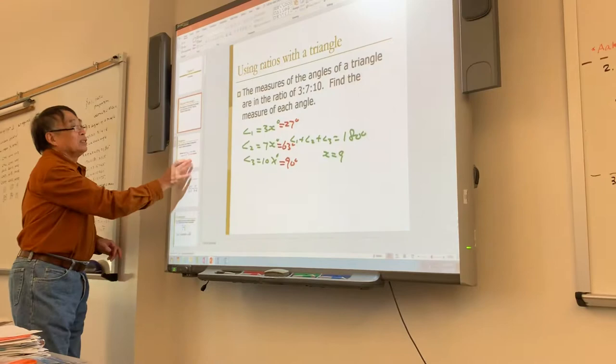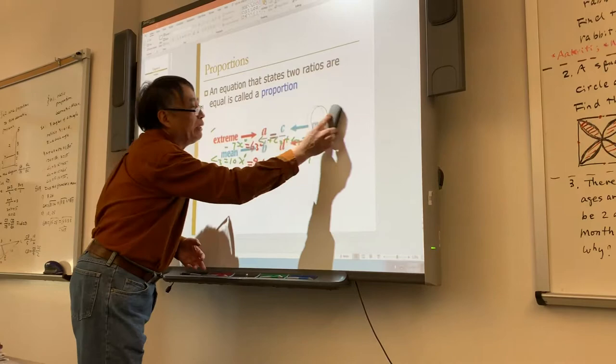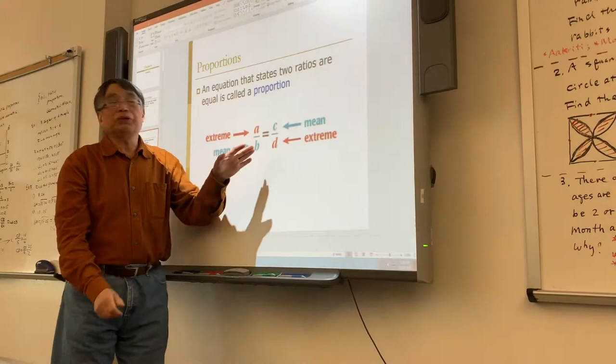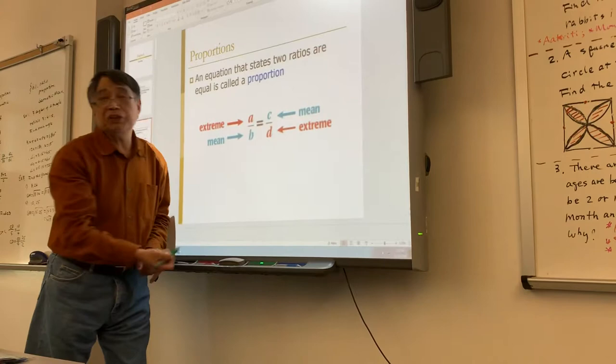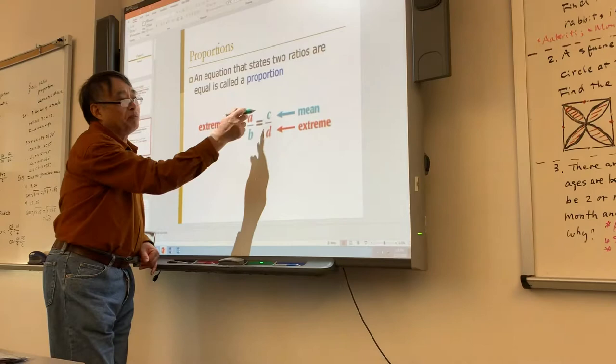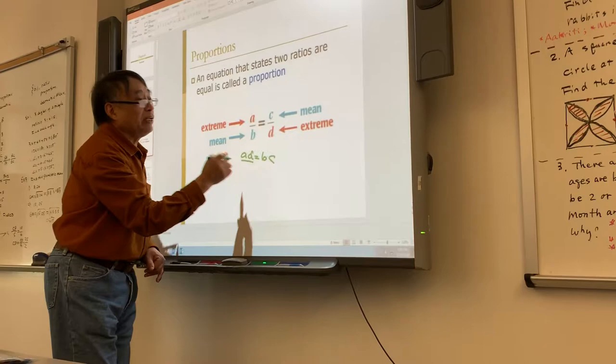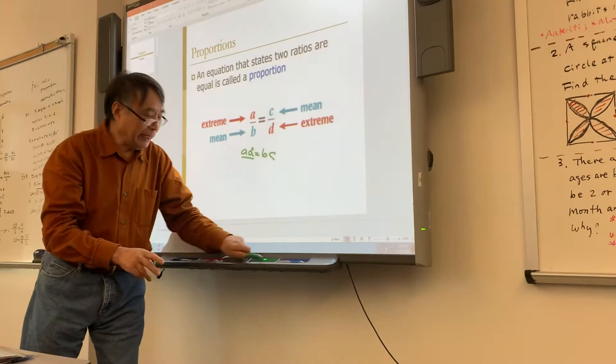Now, what is a proportion? First, a proportion is made by two ratios. A over B is a ratio, C over D is a ratio. If two ratios are the same, this is a proportion, or we say these are proportional. A over B equals C over D. We call A and D the extremes, and B and C the means, because AD equals BC. So AD are the two extremes, BC are the two means, okay?